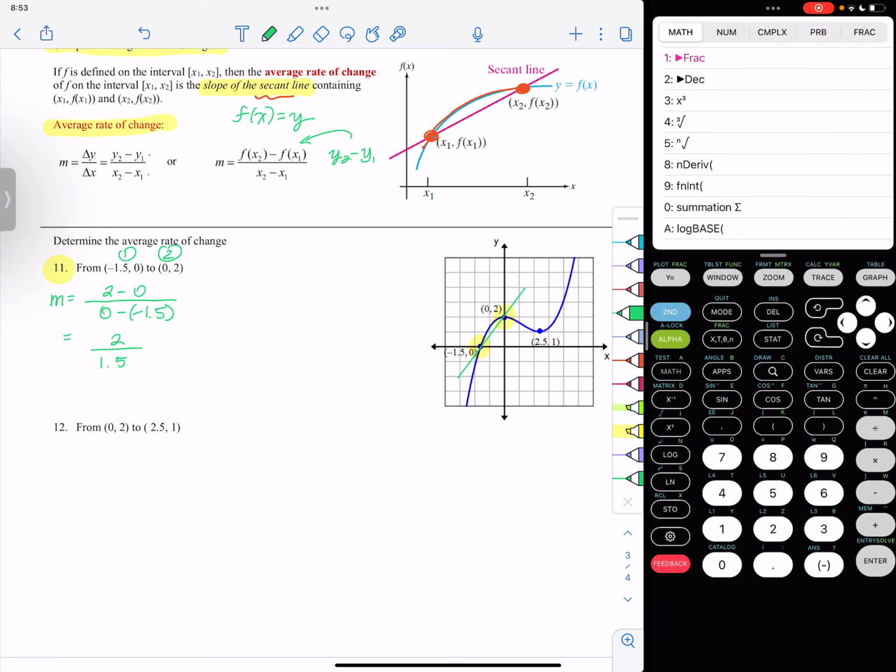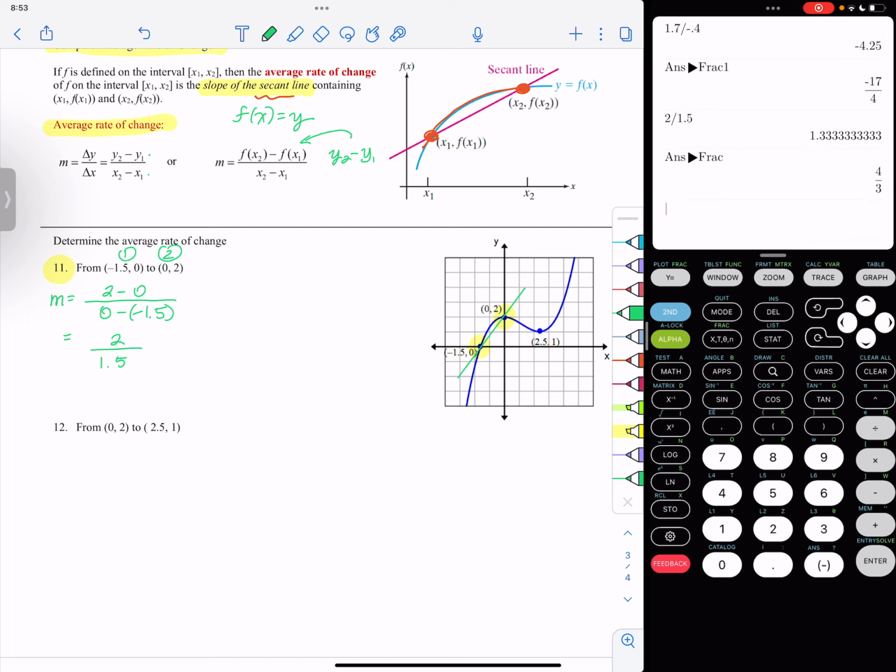And we will math fract that, and we get 4/3. So that's what the slope is. And let's make note that this is a positive slope. So the average rate of change is positive. So that is going up. As you can see, when it's positive, that line looks like that.